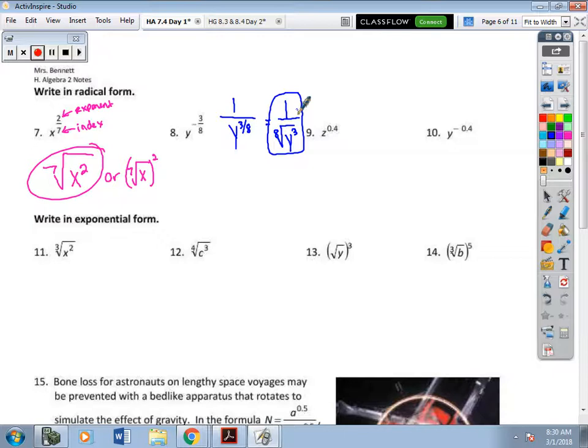Now what do we do if there's a decimal? Abby? Would you make it into a fraction? Yeah, make it into a fraction. So remember, decimals, we have the tenths place, the hundredths place. You just have to put that number over 10, 100, 1,000, depending on what it is. So this is the tenths place. So this is really z to the 4/10, which would be z to the 2/5 if we reduce it. And so that would be the 5th root of z squared.